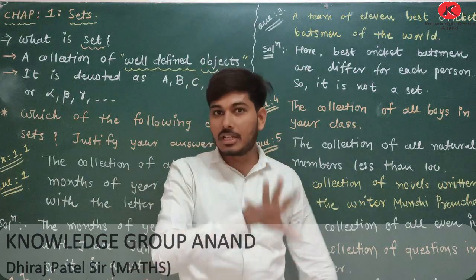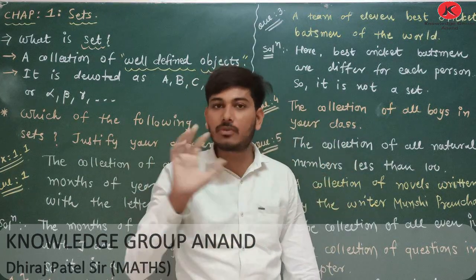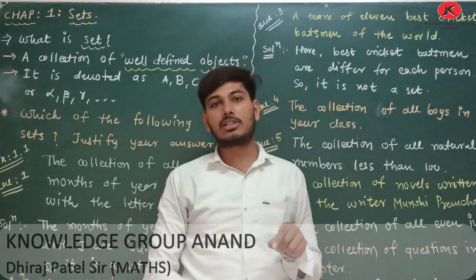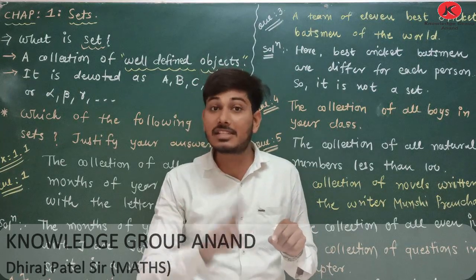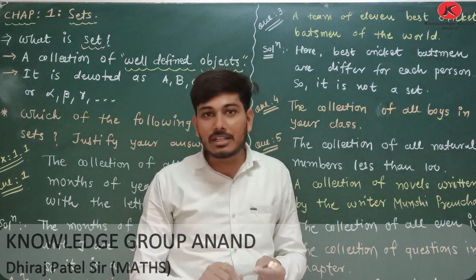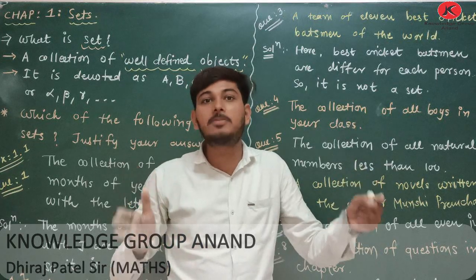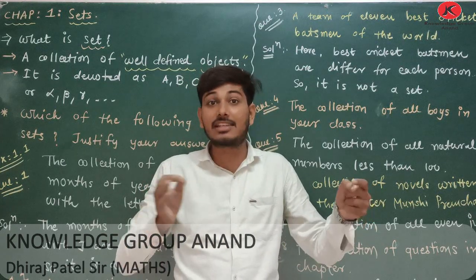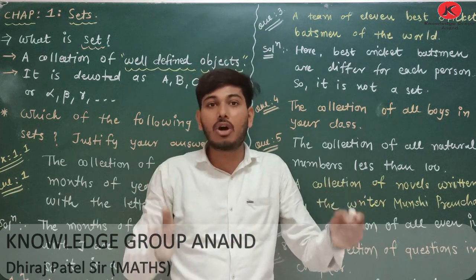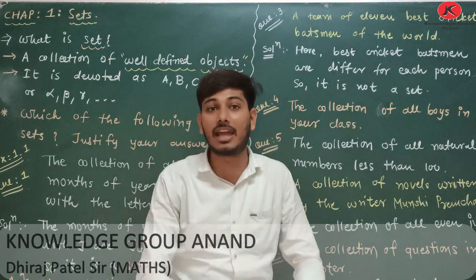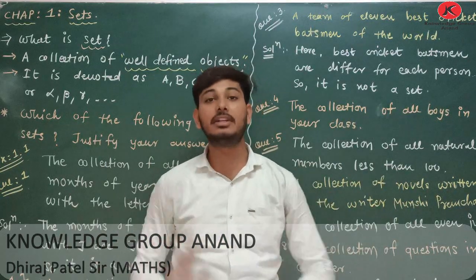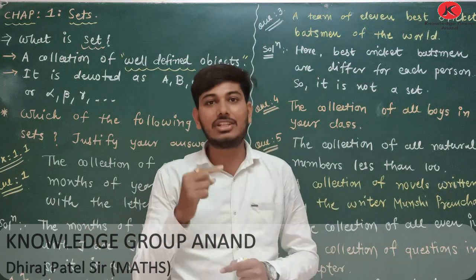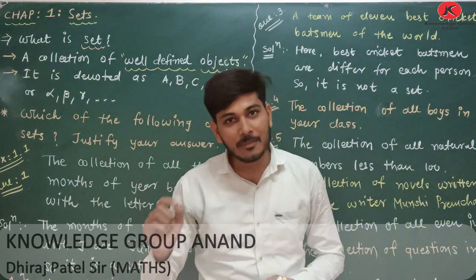See here, there are different persons, but the answer of all the persons is the same. That means this collection of objects is well defined. The collection of prime numbers less than 10 is well defined. That means it is a set. Clear? It is a set.